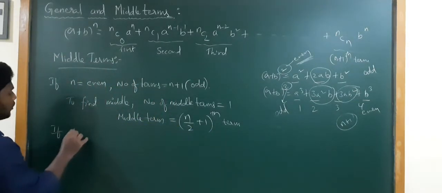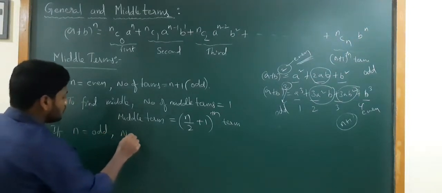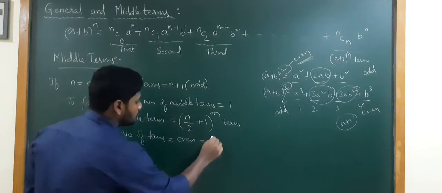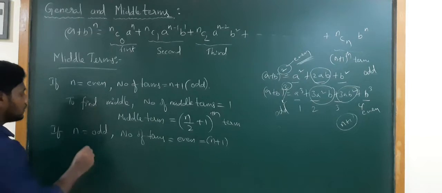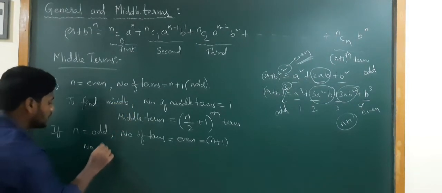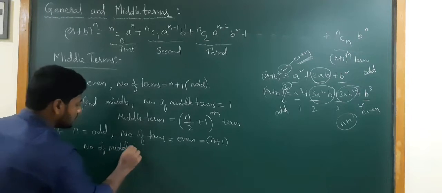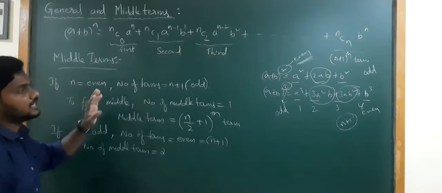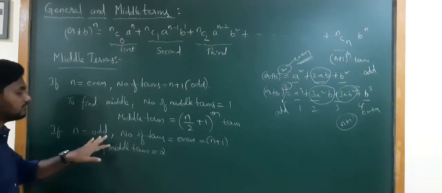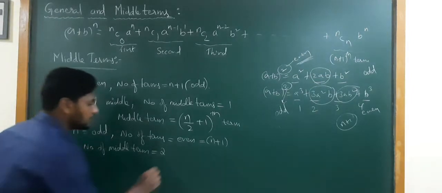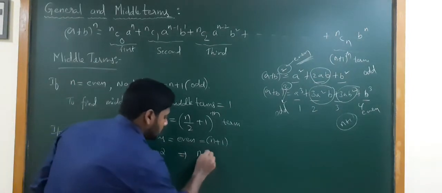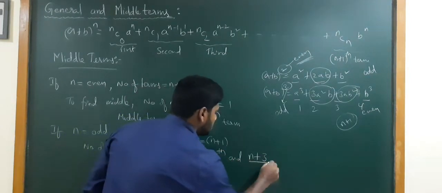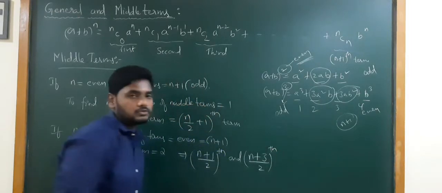Next, if n is odd, the number of terms will be even, nothing but the n plus 1 formula. Now the number of middle terms we will get is 2. For any odd n value, whether you consider 7, 9, 13, 27, whatever it may be, you will get 2 middle terms. To get the 2 middle terms, the formula is the (n + 1)/2 and (n + 3)/2 terms. So those two will be the middle terms.